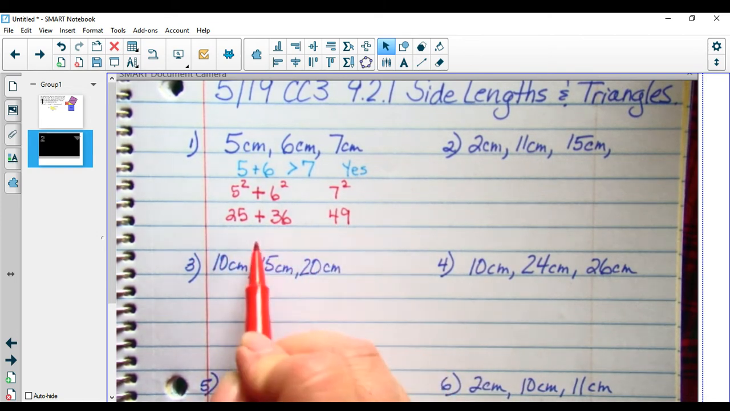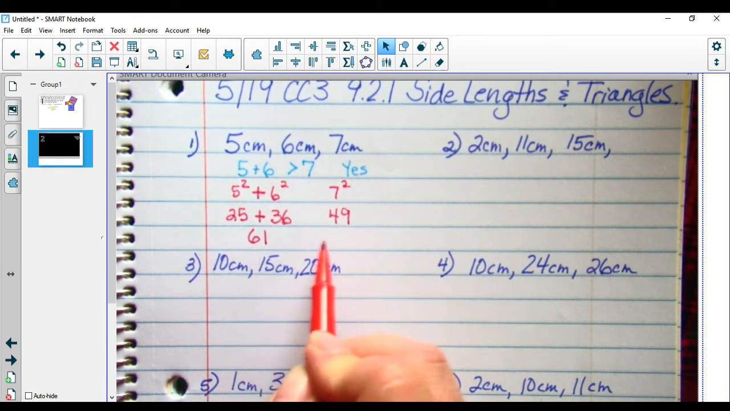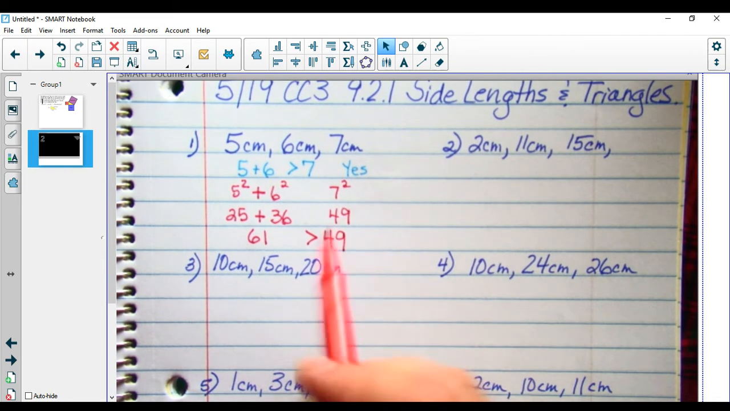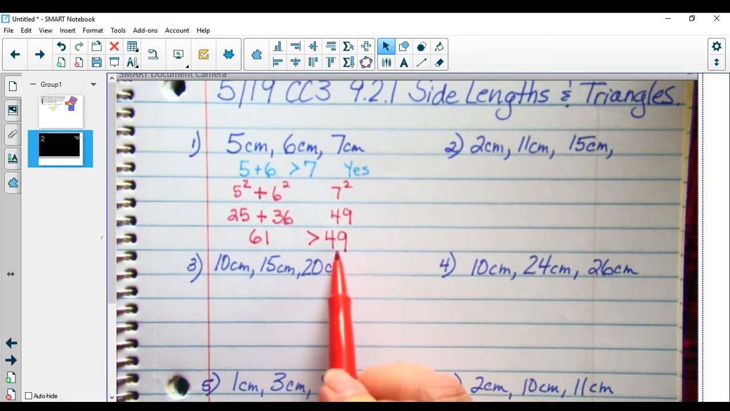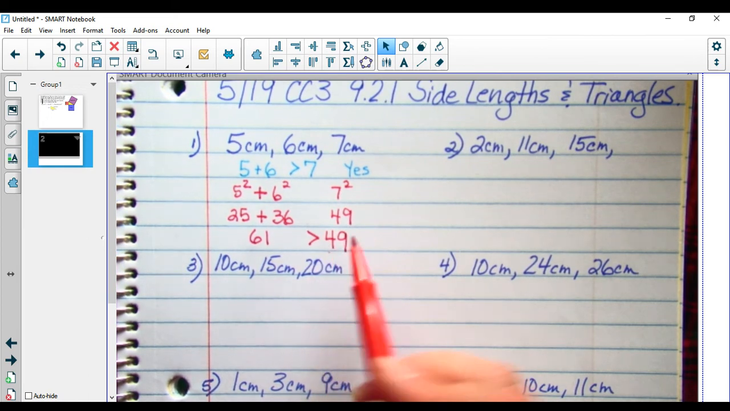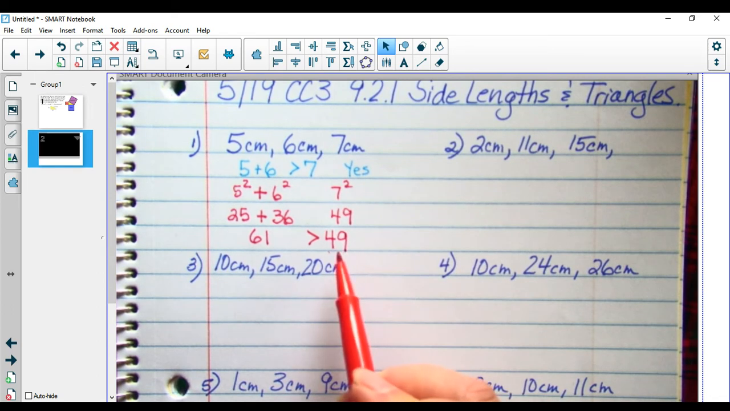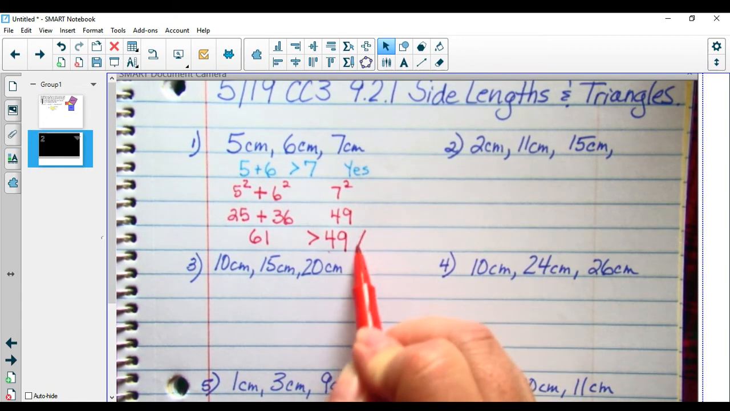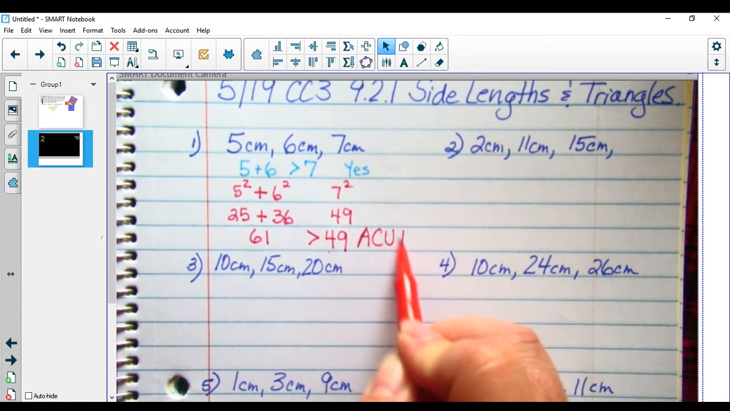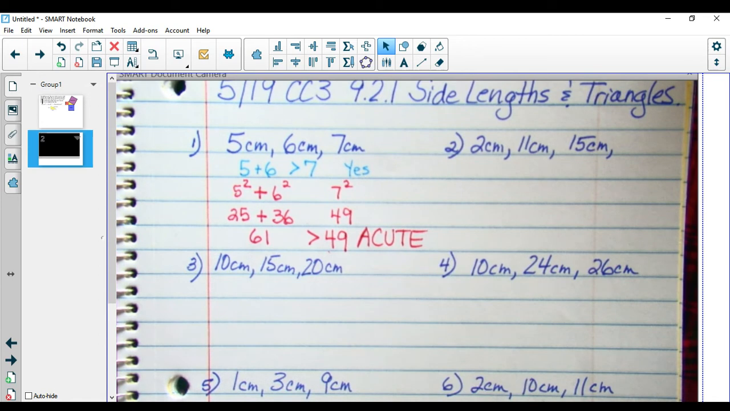36 plus 25 is 61. 61 is more than 49. So we always take into consideration, is c squared bigger, smaller, or equal to? If it's smaller, then it's an acute triangle. Going to the second one.